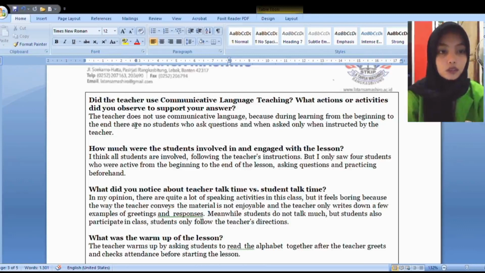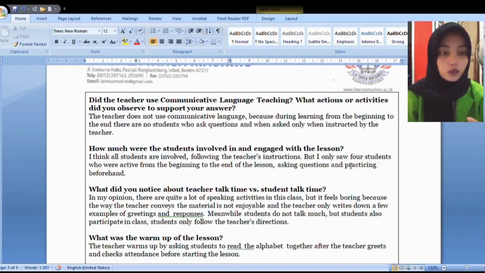Next, how much were the students involved and engaged with the lesson? I think all students are involved following the teacher's instruction, but I only support students who were active from the beginning to the end of the lesson, asking questions and practicing beforehand.